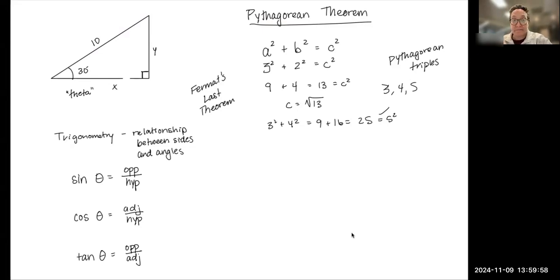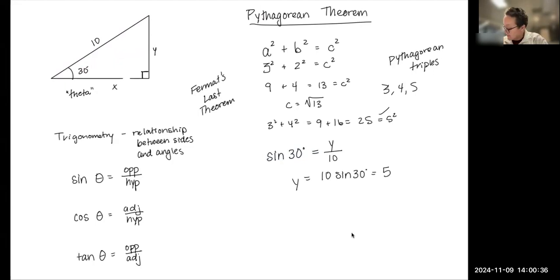And here's how I would do it. I would say that the sine of 30 degrees equals opposite over hypotenuse. Okay, well, what's opposite there is y, over the hypotenuse, which is 10. So y is 10 times the sine of 30 degrees. And if I type that in my calculator, I will get 5.